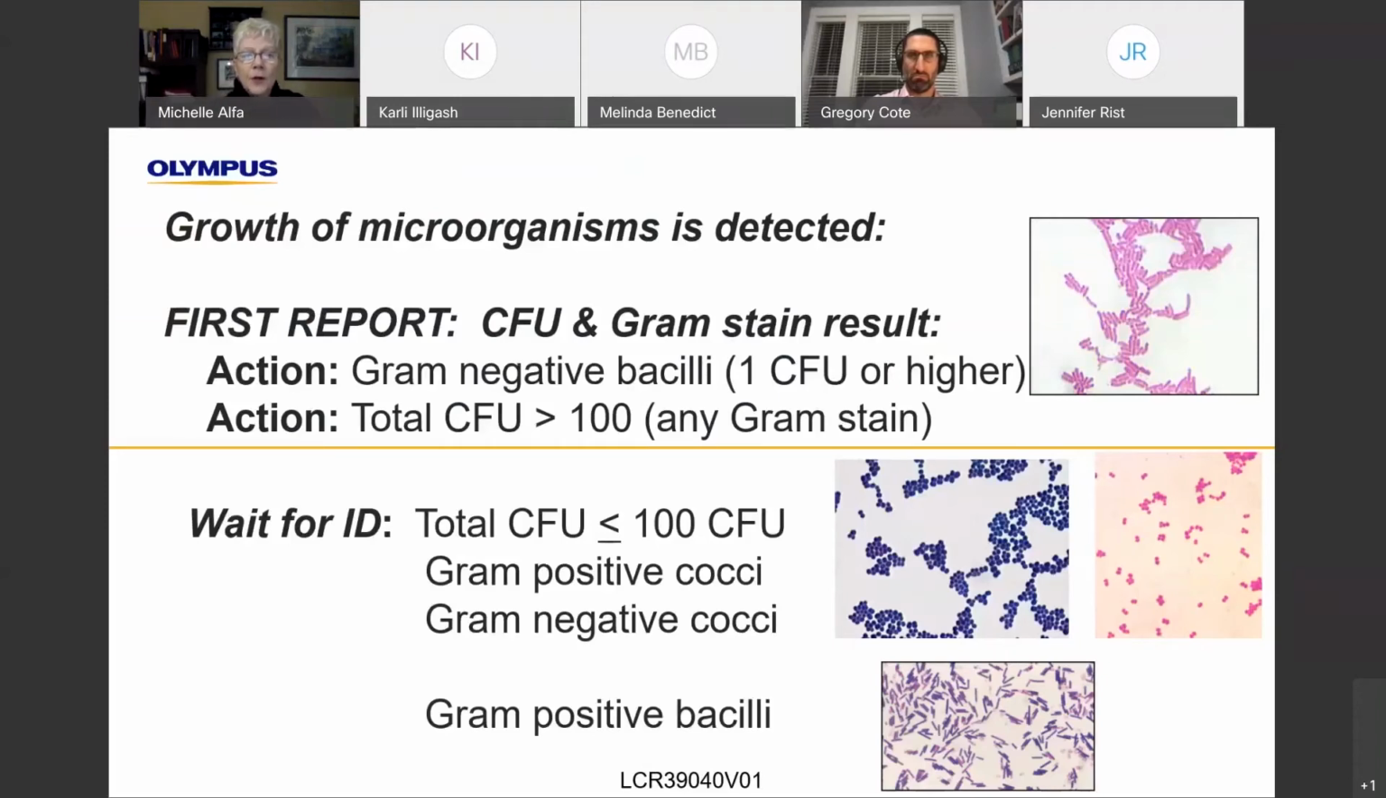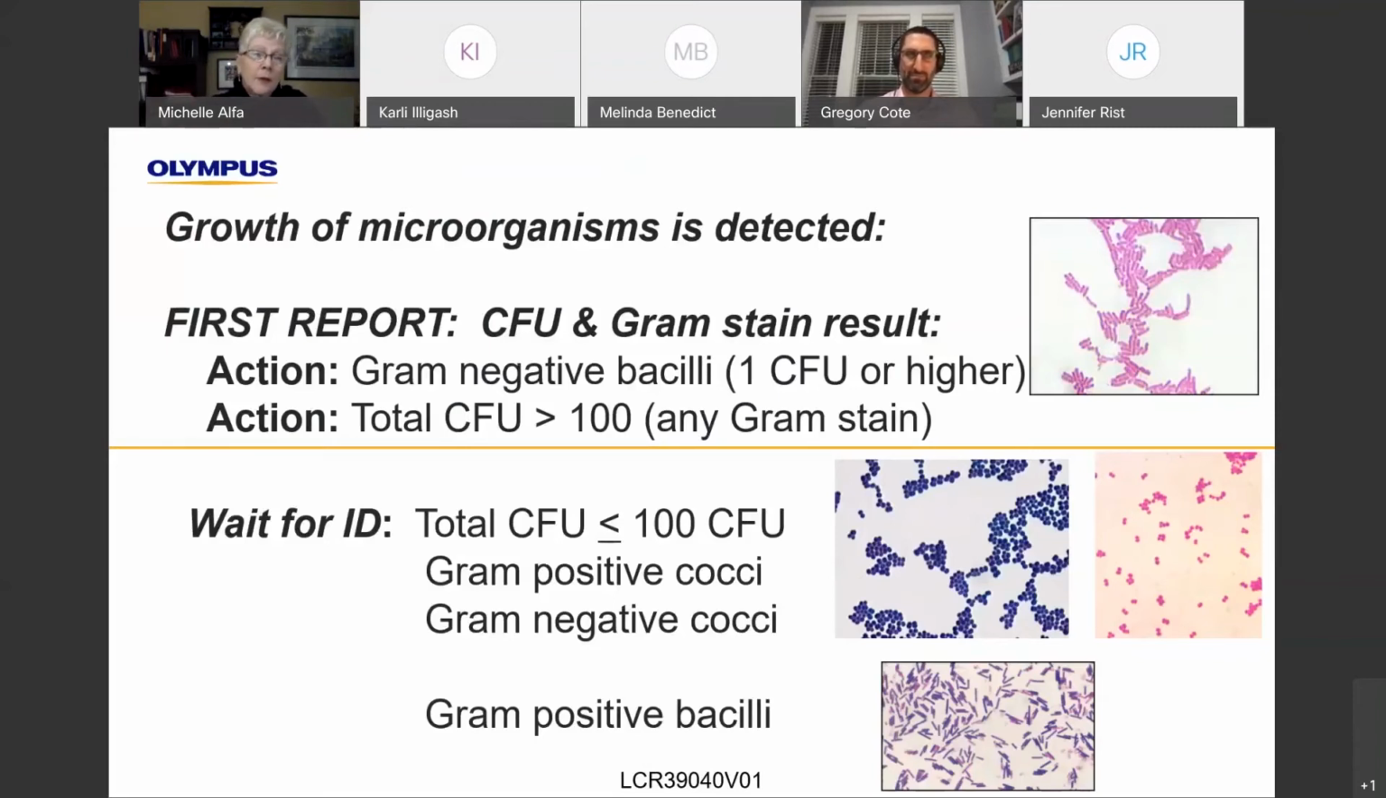If we look at the bottom part of the slide, if the CFU is less than 100 CFU, you really don't know what it could be if it's a gram-positive cocci, and you can see the image right beside there, those purple-looking little balls in clusters. That's gram-positive cocci. And to the right of that, you'll see an image that shows gram-negative cocci, little balls that look pinkish. Or if it's a gram-positive bacilli, like the picture at the bottom, that is an indication of organisms which may be high concern, or they could be no or low concern. So you pretty much have to wait to actually see what the identification is.